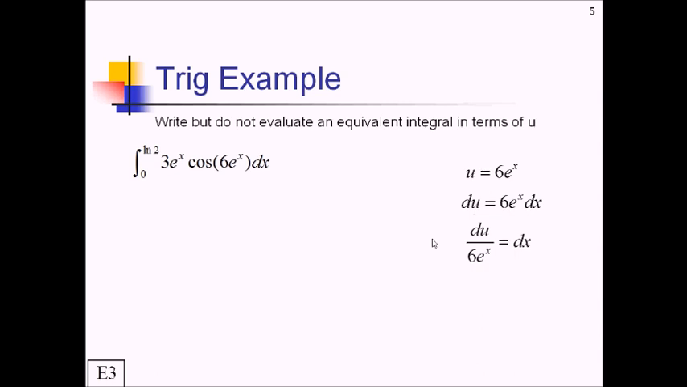And don't forget to get your u values. So if x equals 0, then 6e to the 0, that's really just 6 times 1, which is 6. How about if x equals ln of 2? Well, e to the ln of 2 is just 2, times 6 is going to give us 12.